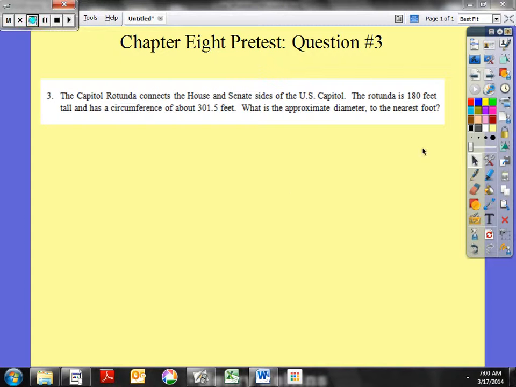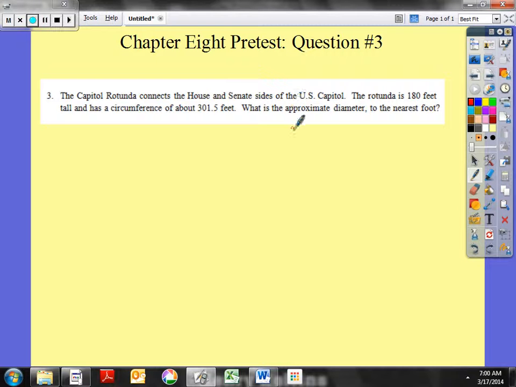Chapter 8. Let's take a look at question 3 from the Chapter 8 pretest. The Capitol Rotunda connects the House and Senate sides of the U.S. Capitol. The rotunda is 180 feet tall and has a circumference of about 301.5 feet. What is the approximate diameter to the nearest foot? Let's take a look at this.